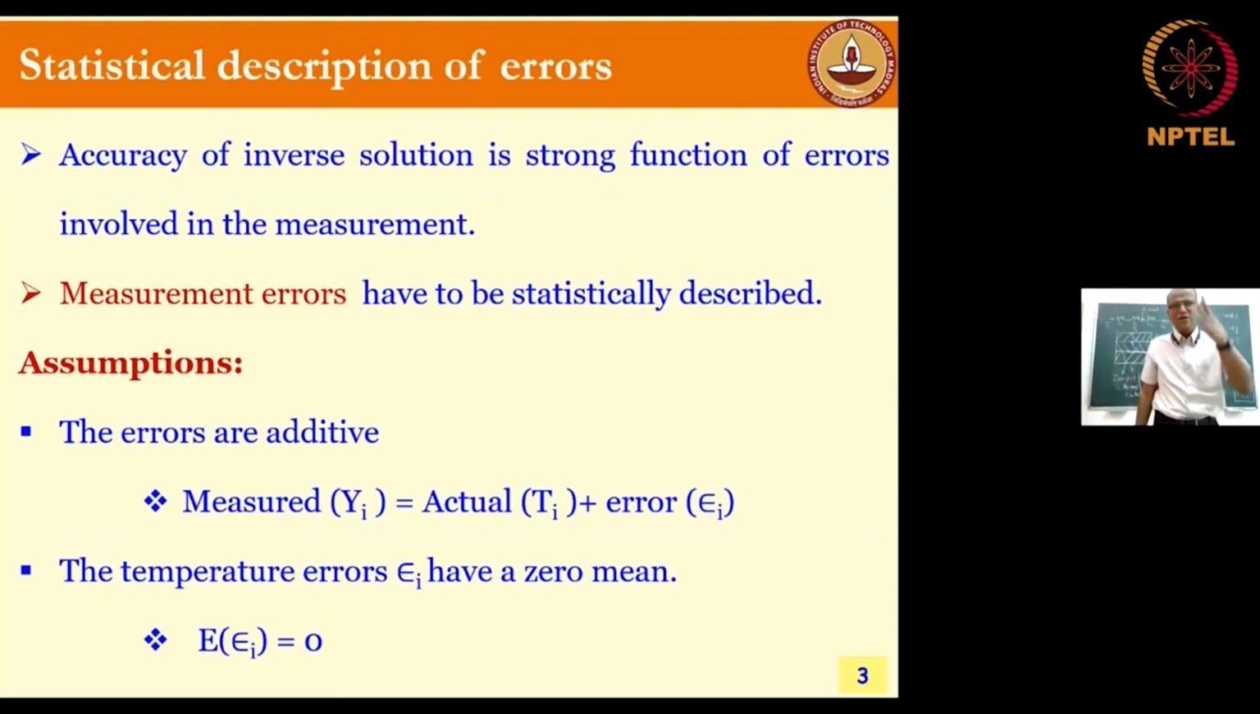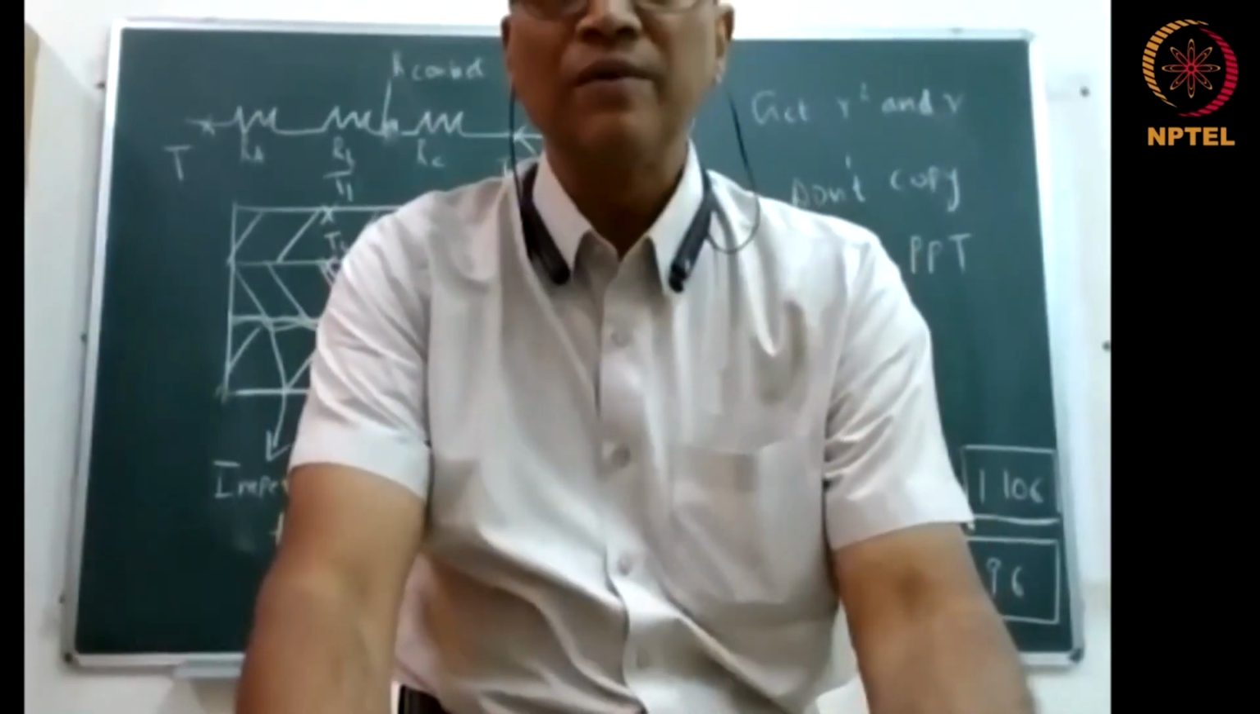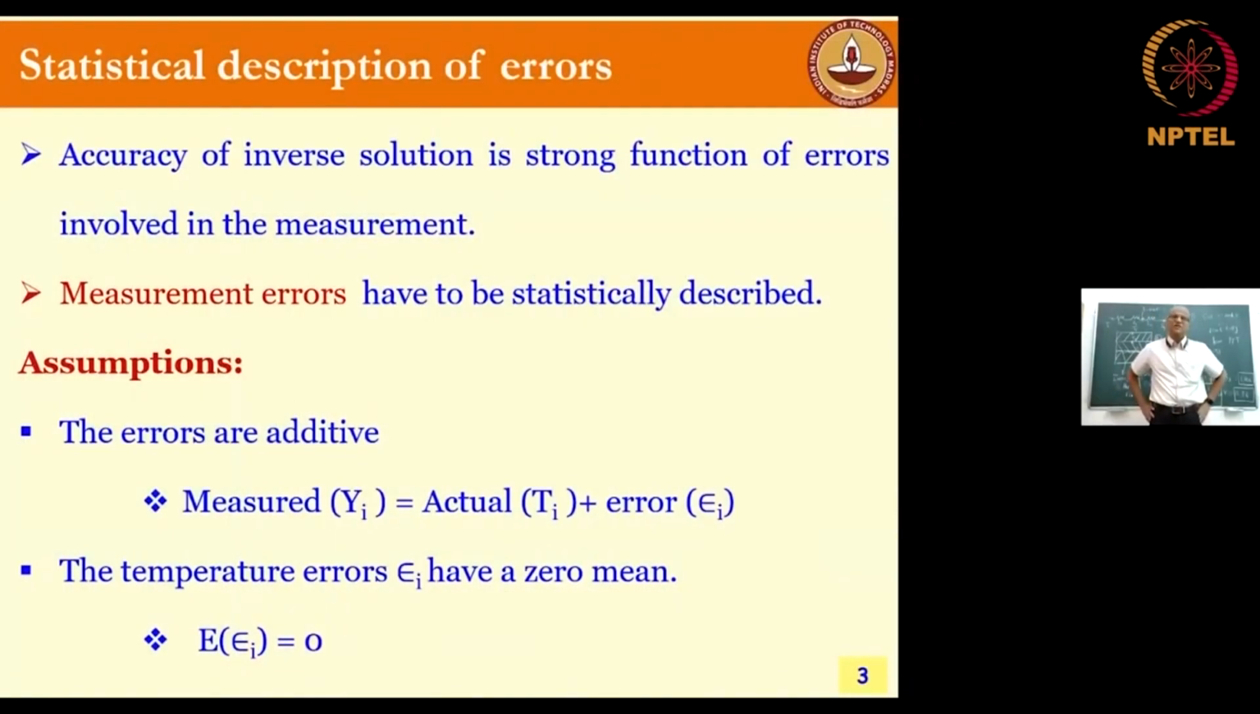Now, what is the motivation for studying statistical description of errors? The first bullet: accuracy of the inverse solution is a strong function of the errors involved in the measurement. Please fill in the indefinite and definite articles. So the funda there is that the measurements are to be statistically described.